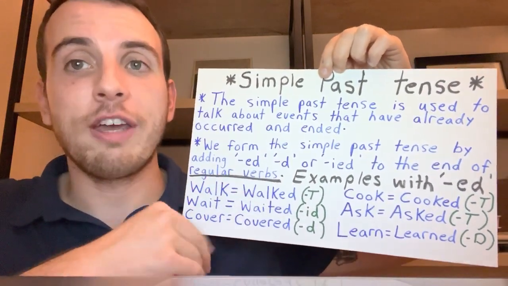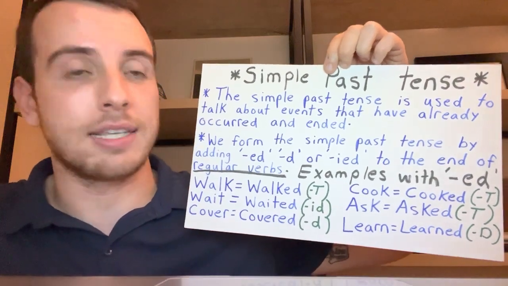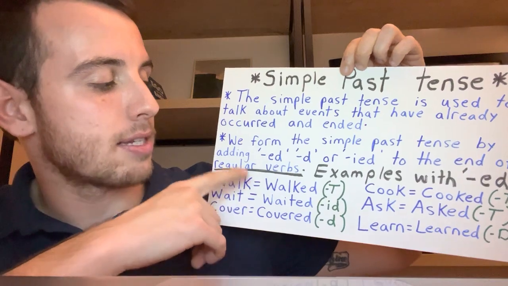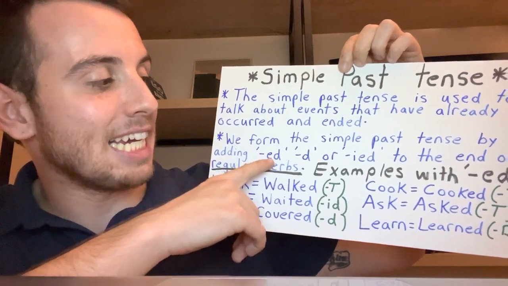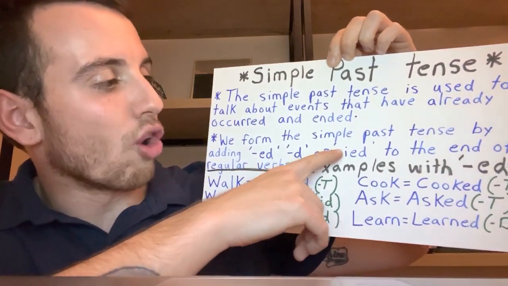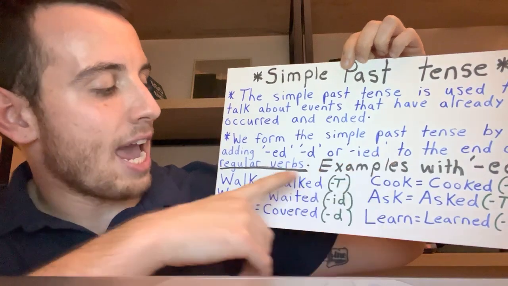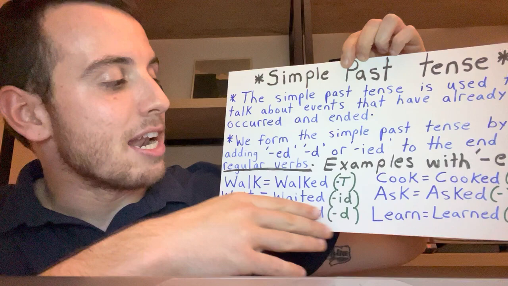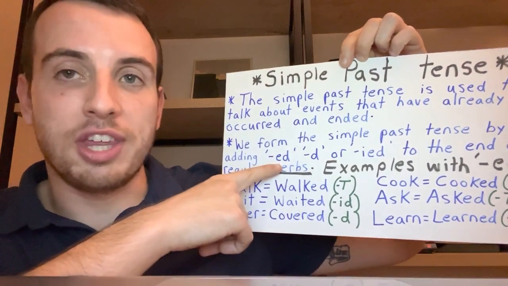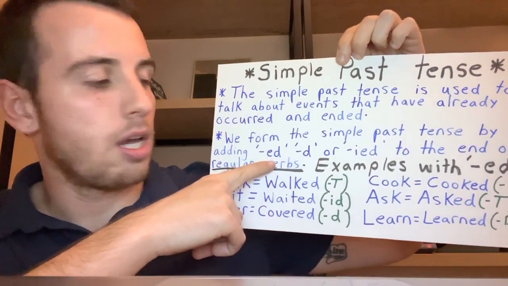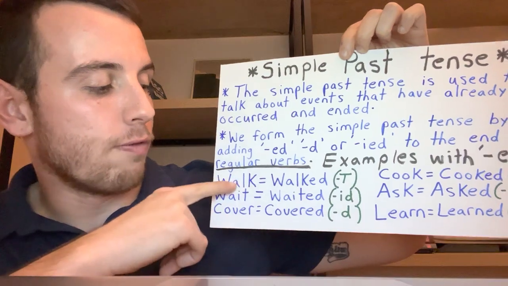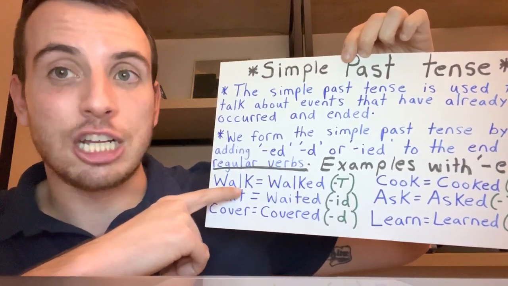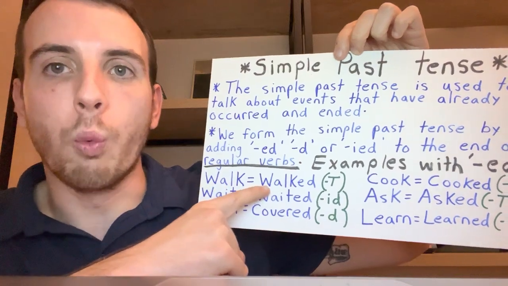So how do we form the simple past tense? We form the simple past tense by adding ed, d, or ied to the end of regular verbs. Okay? Now, we'll start with the ed examples. So, for example, the verb walk. In the past tense, it transforms into walked.